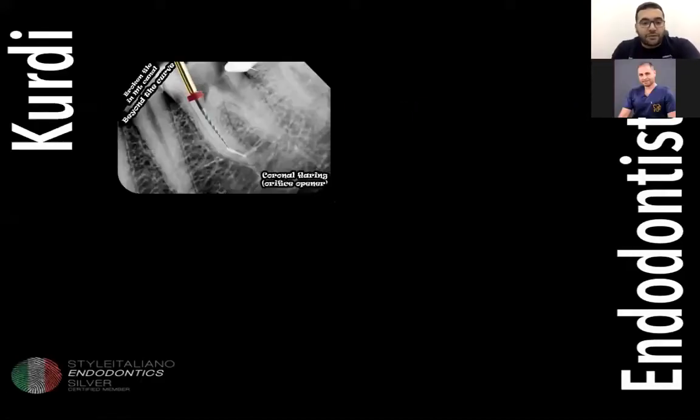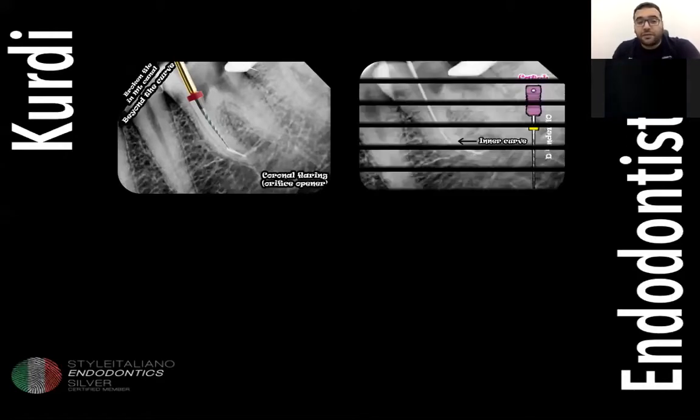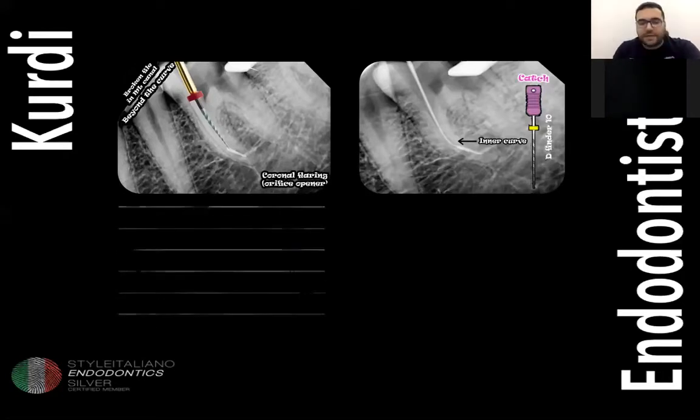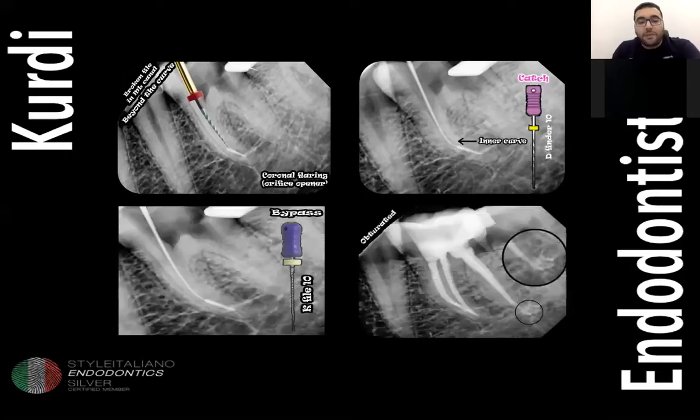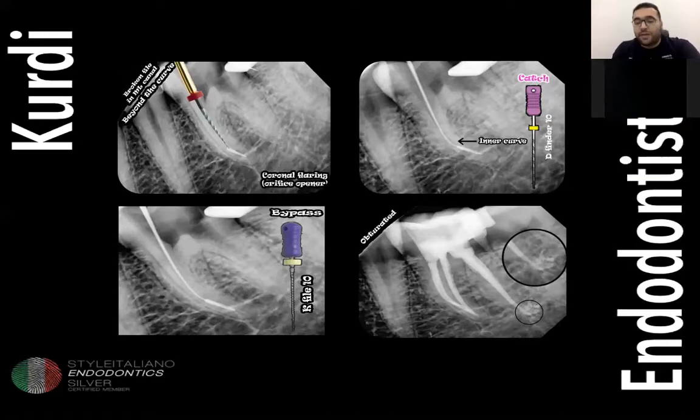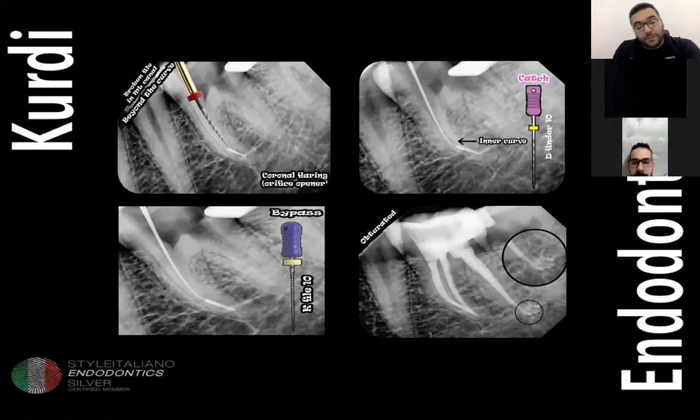Another case was a broken file beyond the curve in the mesiolingual canal of a lower first molar. Also, we were very lucky here that the two canals open together. That's why shaping the main canal, or the other canal, will make it easier to bypass the canal with the broken file, the mesiolingual canal. And indeed it will also make obturation easier.